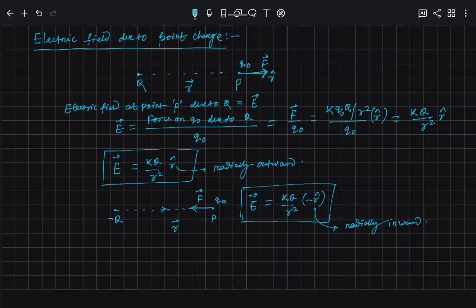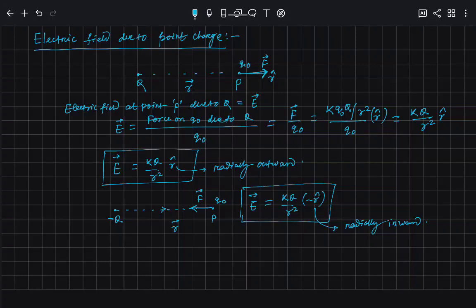Okay, so now one thing you just observe here, the electric field is not depending upon the Q naught, right? Because in the electric field expression, KQ by R square, only capital Q is there and the distance from where you want to find out the electric field due to the charge. So there is no dependency on the Q naught, right?